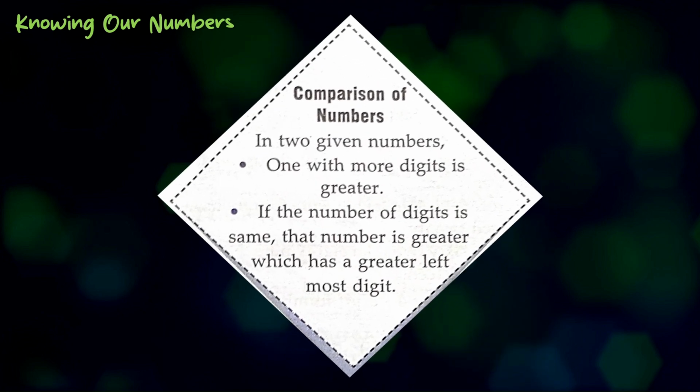First, let's see comparison of numbers. In the two given numbers, the one with more digits is greater. This is how you compare two numbers. If the number of digits is the same, then how do we compare? Then the number which has the greater leftmost digit is greater. Remember, leftmost digit. Let's see with illustrated examples.